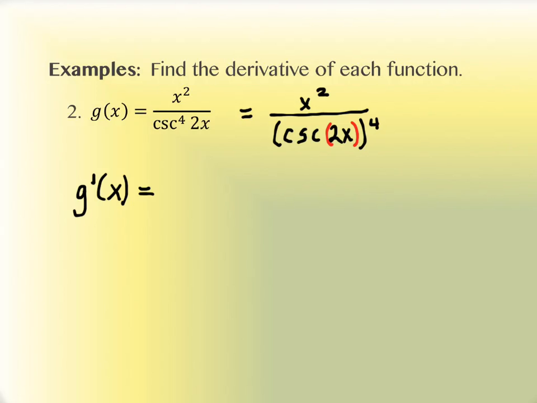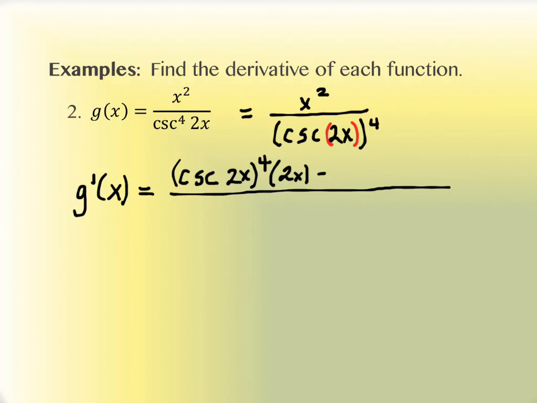I write the denominator. So this is the cosecant of 2x raised to the 4th power. That's my denominator. And then what do I do? Derivative of the top, which is 2x. And then a minus sign, right? Okay, now what? Minus the x squared. And we have the worst one for last, the most difficult piece of this.